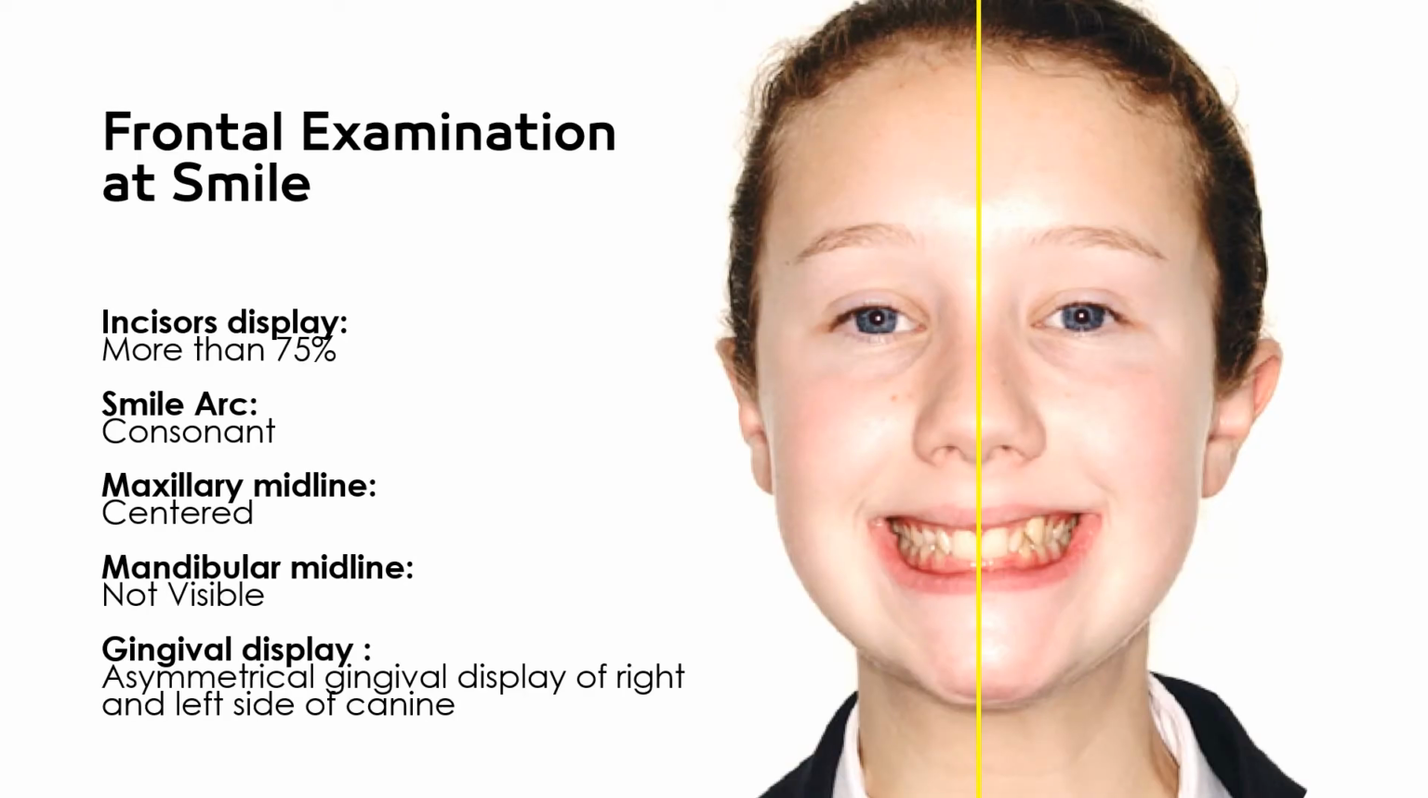Now frontal examination at smile. The incisor display is more than 75%, and the smile arc is consonant. The maxillary midline is centered while the mandibular midline is not visible. There is asymmetrical gingival display of the right and left side of the canines.